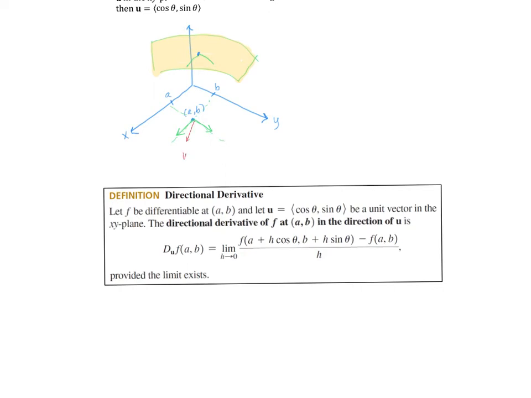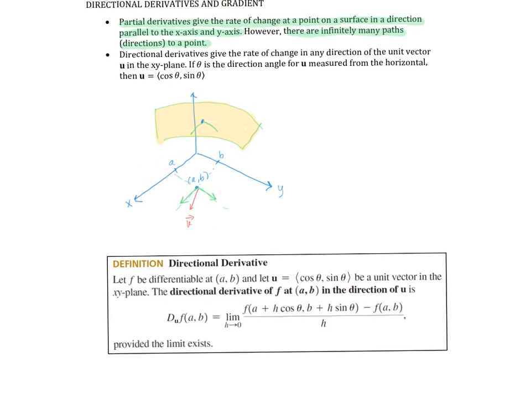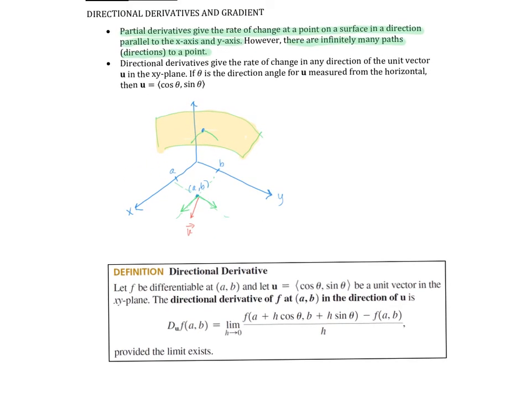I'll call this vector u. So what if the maximum rate of change happens in this direction? Well, you wouldn't be able to find it if all you did was compute the derivative in terms of x or in terms of y. So this brings us to our directional derivative. But before we talk about that, let's go up to the second bullet. A directional derivative gives the rate of change in any direction of a unit vector.